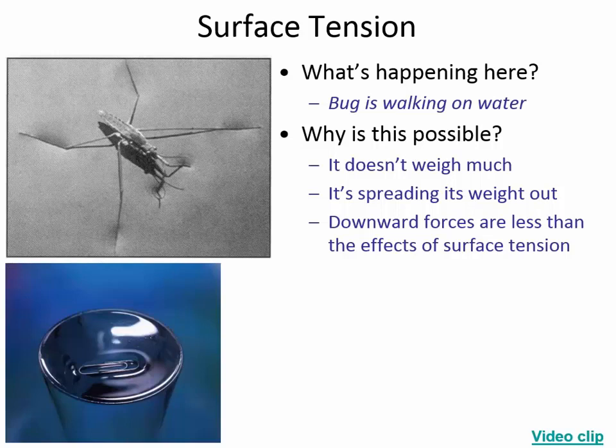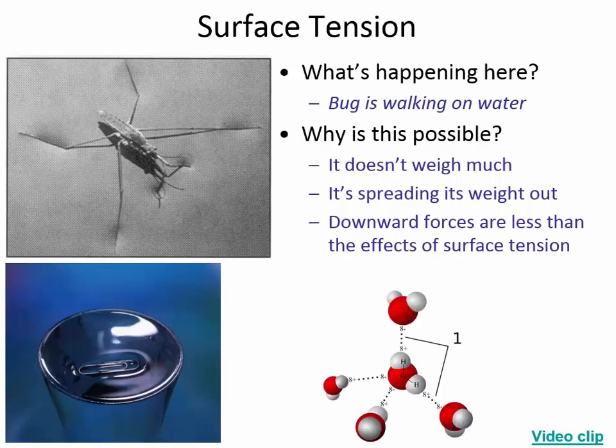So it's similar to how a paper clip can float on top of water. It's not that the paper clip has a density of less than water, which normally is required for something to float. It's simply that the weight of that paper clip is distributed, and it can be supported by the surface tension because of the polar properties of water molecules being attracted to one another very strongly.